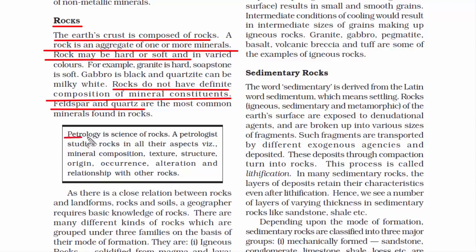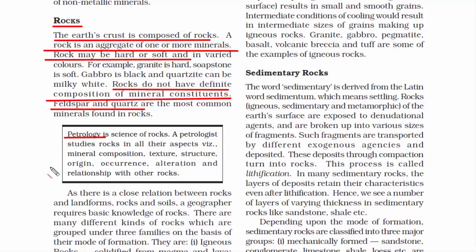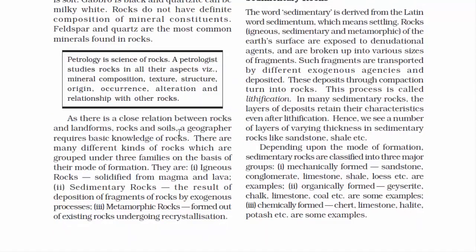By the way, petrology is the study of rocks. They study mineral composition, texture, structure, origin, occurrence, alteration, and relationship with other rocks. Now, if you become a geographer, you'll need a basic understanding of rocks, because that's how you will get to know the landform and probably the Earth's surface.